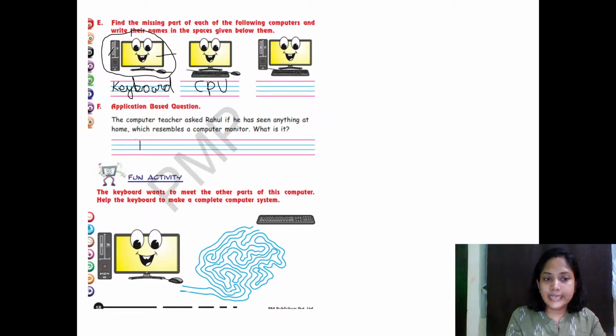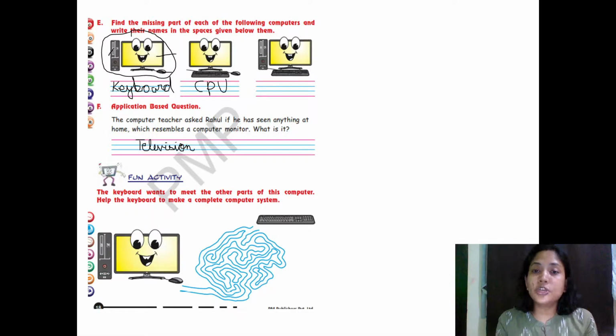Okay. Tele. T-E-L-E. Tele. Then vision. V-I-S-I-O-N. It is television. Okay, it is television. So we have television which looks like the computer monitor.